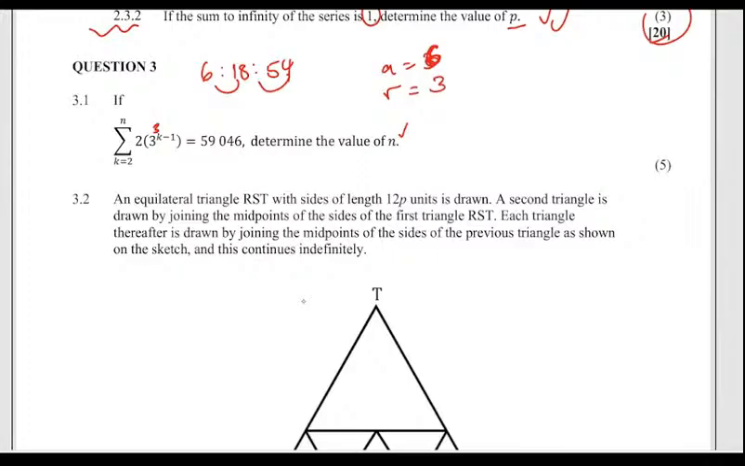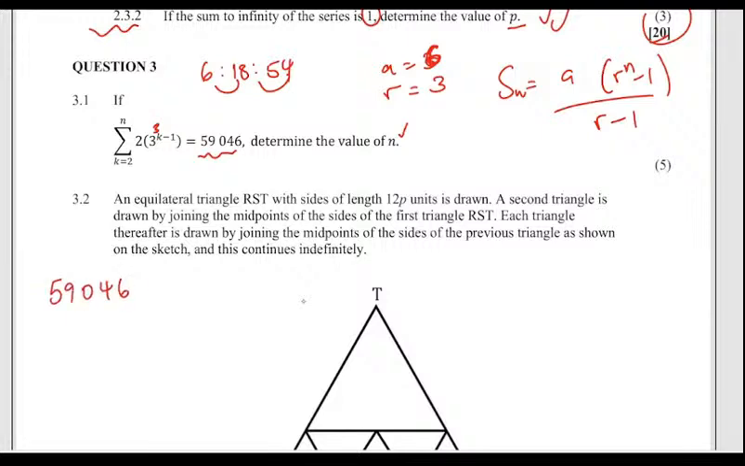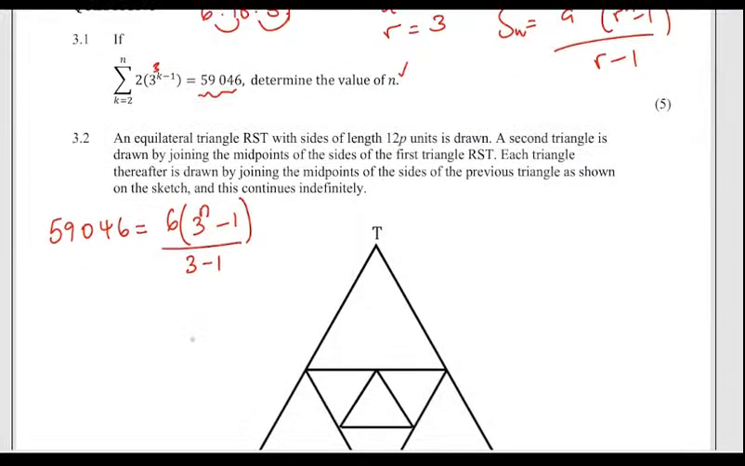So let's deal with the sum. We know that the sum of a geometric series is given as a times r to the n minus 1 over r minus 1. Where there is Sn, I'll replace it with 59046 and then do the magic. So 59046 is equal to my first term, which is 6, times the common ratio, which is 3 to the n, minus 1 over 3 minus 1. 3 minus 1 is 2, and 6 divided by 2 gives 3. Then I'm going to have 59046 equal to 3 times 3 to the n minus 1.